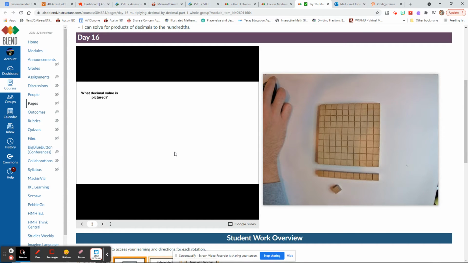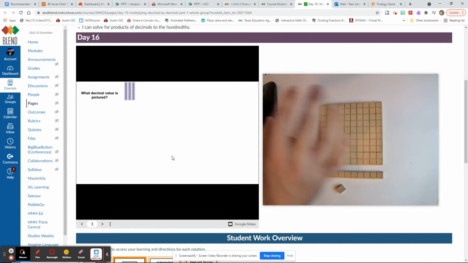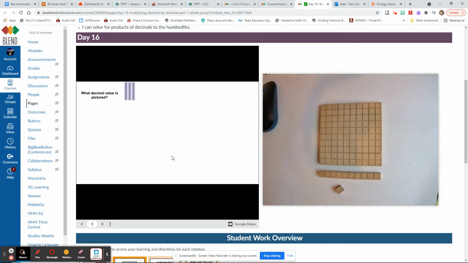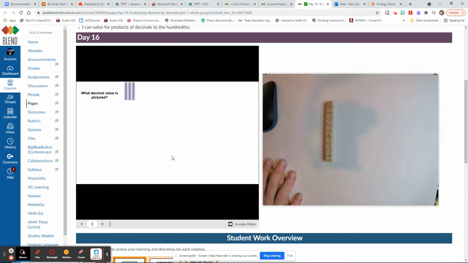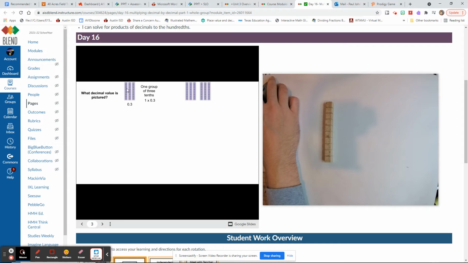What decimal value is pictured? Okay, this I can do. This looks like something that I can actually read. So remember, if this is 1/10 right here, then if we had three of those, that would be 3/10. 1/10, 2/10, 3/10. They're showing us the value in numerical form. That is 3/10. So one group of 3/10 is what we're looking at here on the left side. So that's 1 times 3/10.